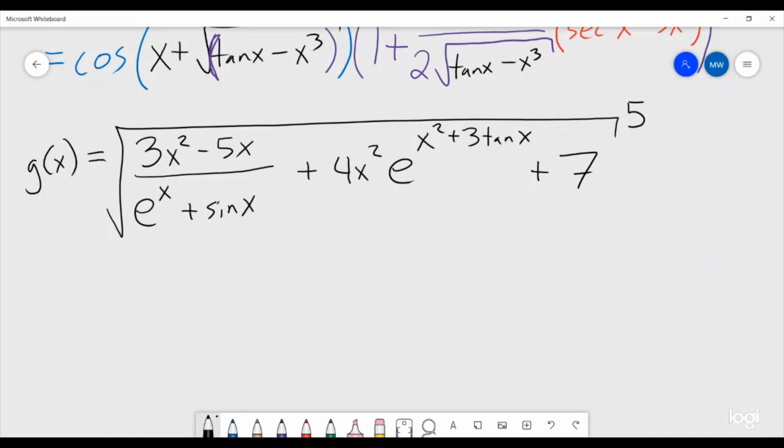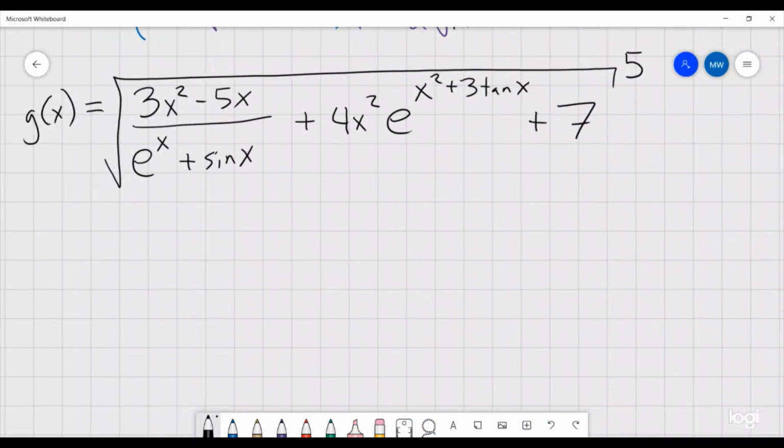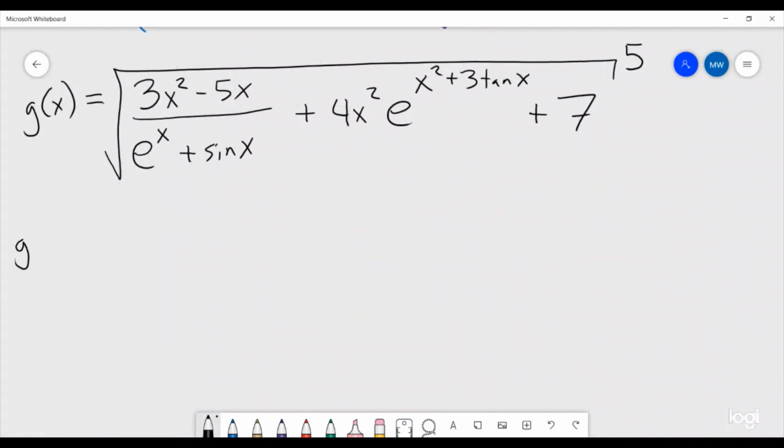Okay? Like, yes, this one's a monster. This one's absolutely huge, absolutely ridiculous. But if you can do this one, you can do any problem that they throw at you with the chain rule. So go ahead, find what is g prime of x.